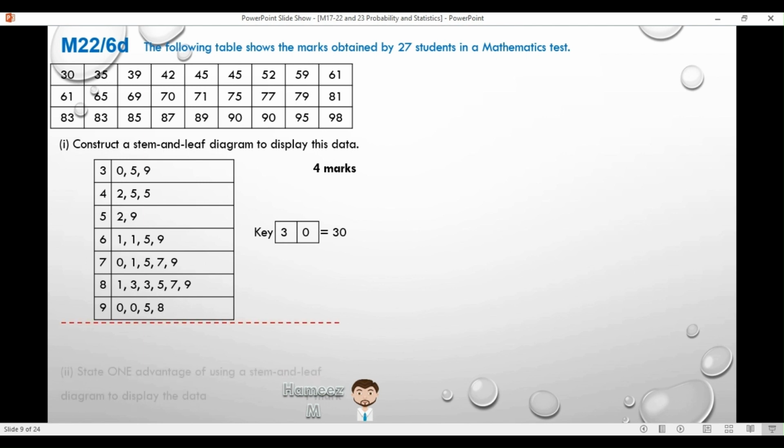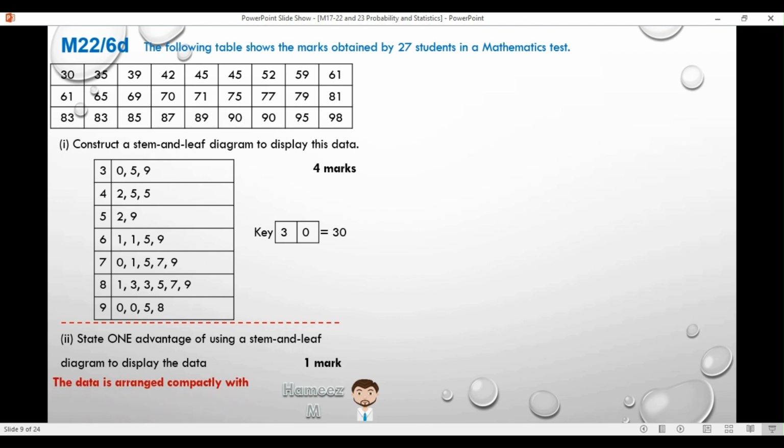And now let's look at part 2. State one advantage of using a stem and leaf diagram to display the data. The data is arranged compactly with no repetition of stem for different data. So if we look at the first row, we can see 30, 35, and 39. The 3 was not repeated, so it remained the same. That shows the compactness of the data.